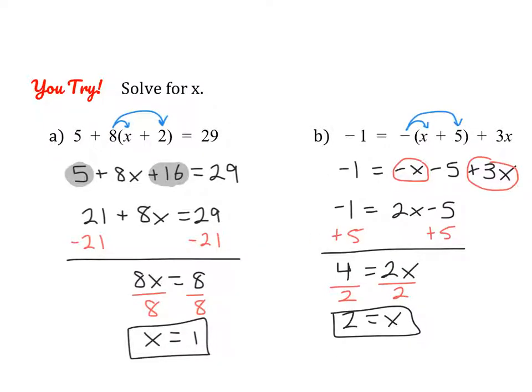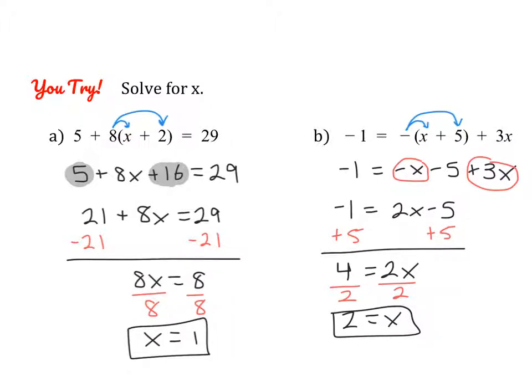Okay, let's check our work here. In part A, we start by distributing. 8 times x is 8x. 8 times 2 is 16. Then we combine 5 and 16 into 21. And then we use the inverse operation. This is a positive number, so the inverse is to subtract. And then we use the inverse operation again.